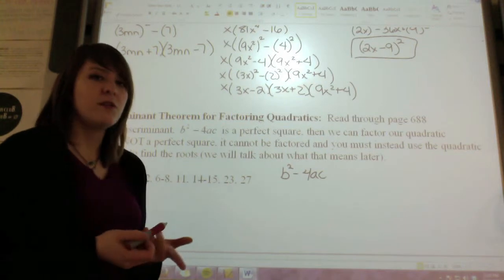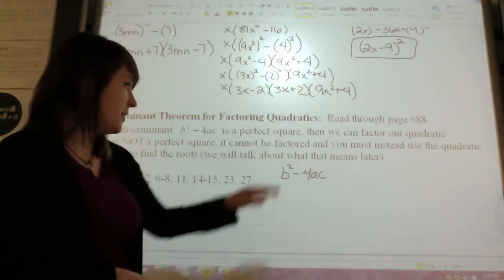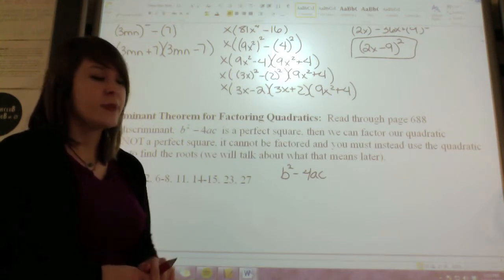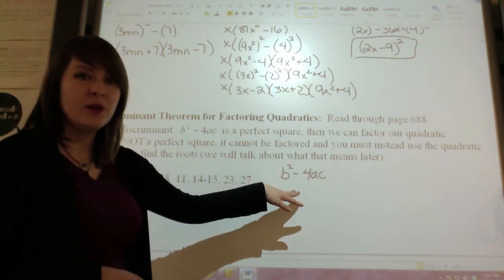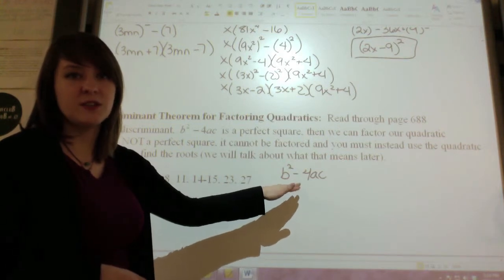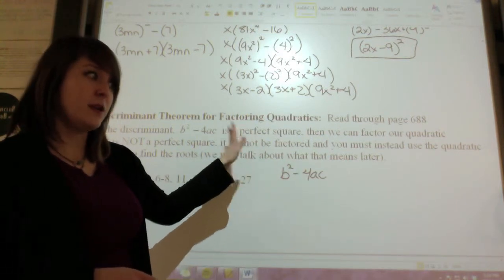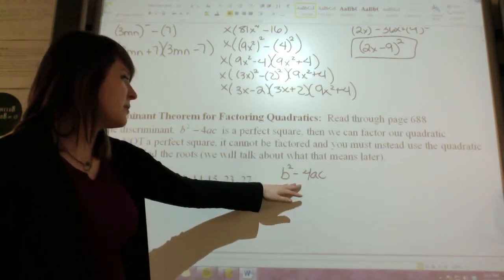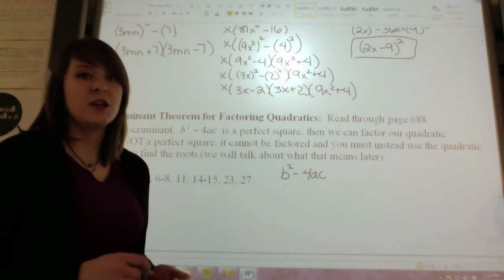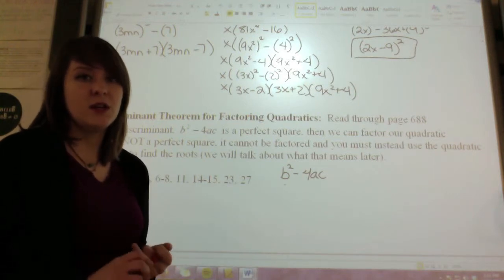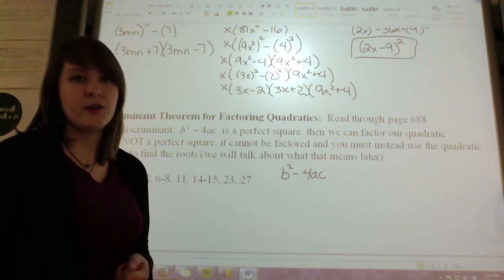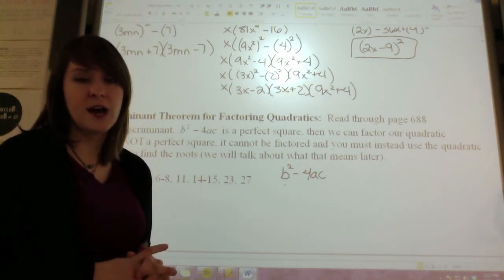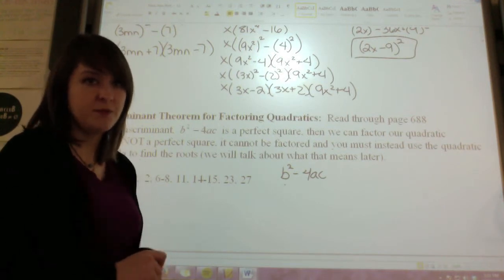Since that's normally under a radical sign, I know that if this number here is positive, you should get 2 real solutions. If this number here is 0, you should get 1 solution because it'll just end up being negative b over 2a. And if this number here is negative, then you're going to get 2 complex solutions, meaning that you won't have any real solutions for your quadratic because you'll have a negative underneath your radical sign. So you'll have to start using i, which we will get back to in this chapter.